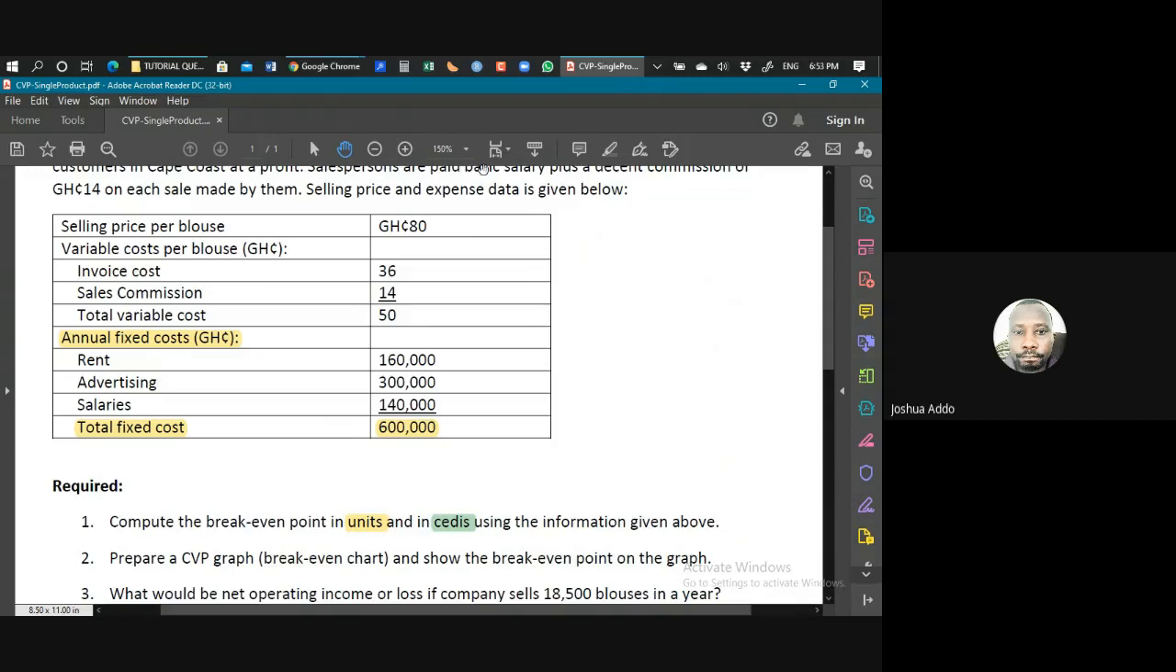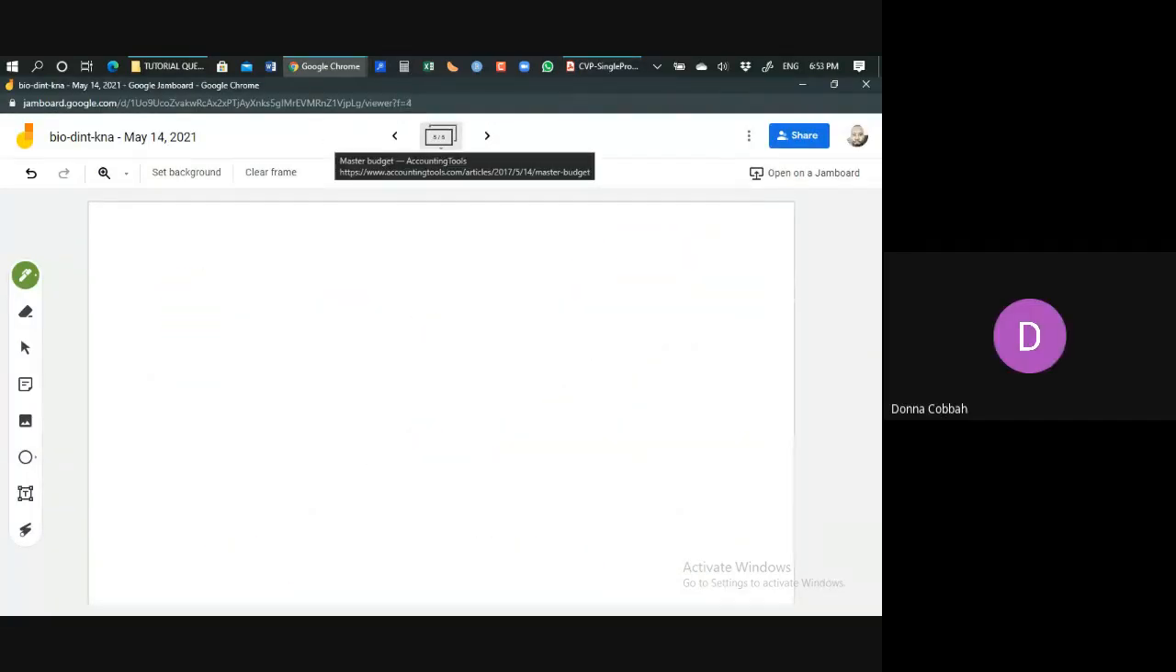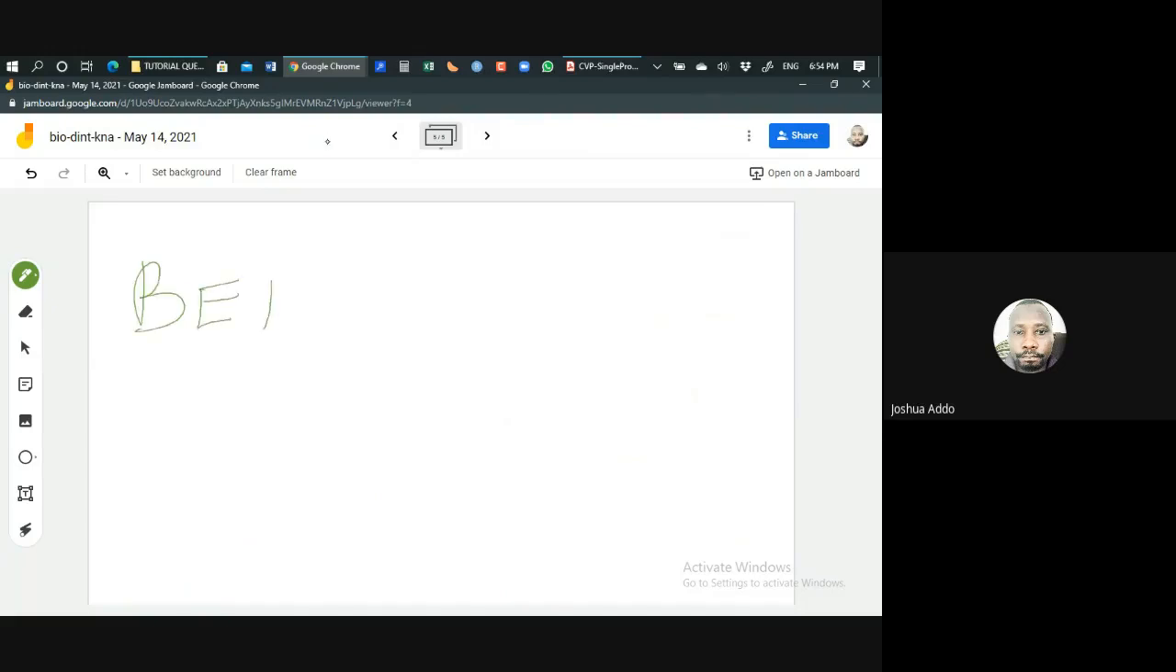Okay, so there's another formula that you need to know. The A aspect is asking of two parts, the units and the cities. Quantity and revenue. Good. Okay, so the break-even revenue, that is the cities, right? So we can use this shortcut word to represent it. Break-even revenue.